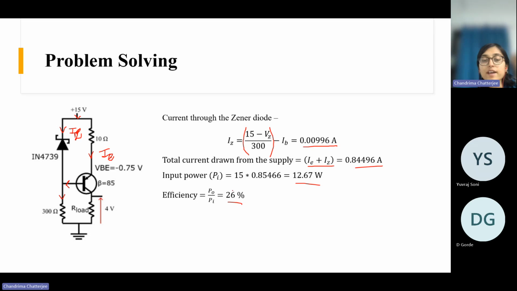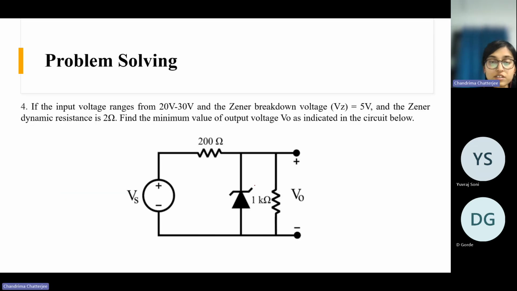See here, I told you earlier that the efficiency of the linear regulator is very poor. You see the efficiency here is only 26%. So here the efficiency is very low. That's why we can't use linear regulators everywhere, due to the poor efficiency. Okay, let's go to the next question.